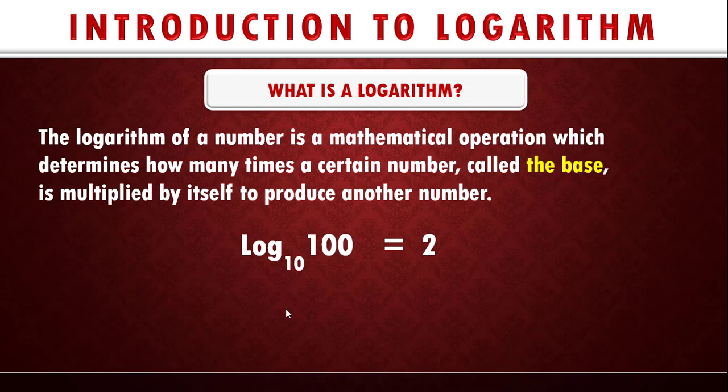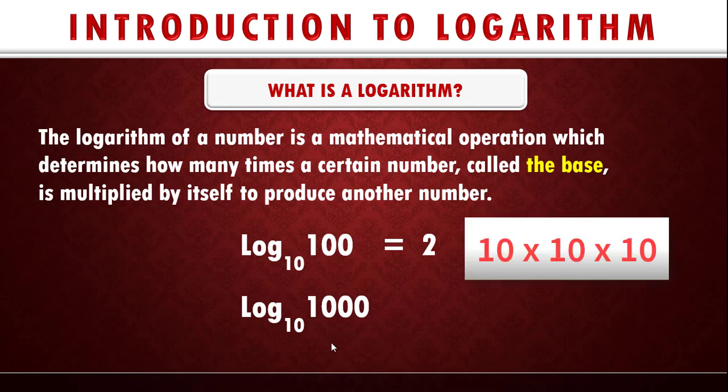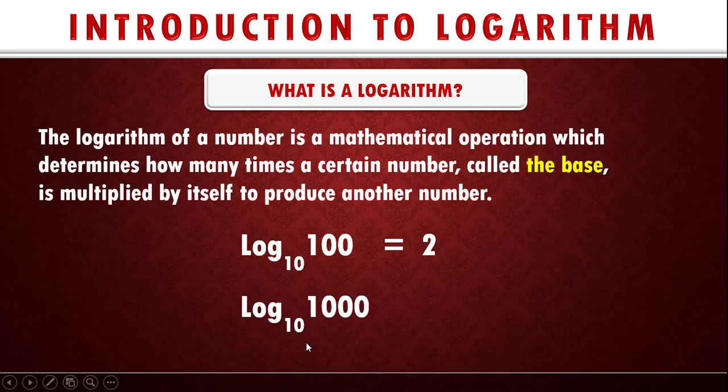Okay, let's consider another example there. We're looking for log 1000 in base 10. So how many times will this base multiply itself to produce 1000? How many times will 10 multiply itself to produce 1000? And that will only be 3 times, because we have 10 multiplied by 10 multiplied by 10 to give us 1000. So that means our log 1000 in base 10 will be 3.